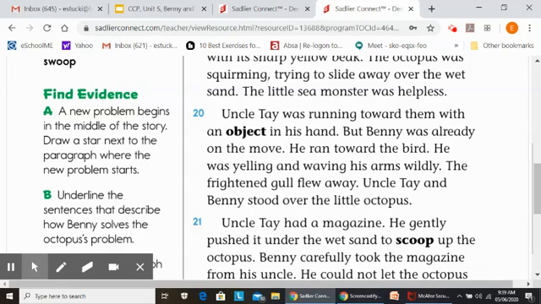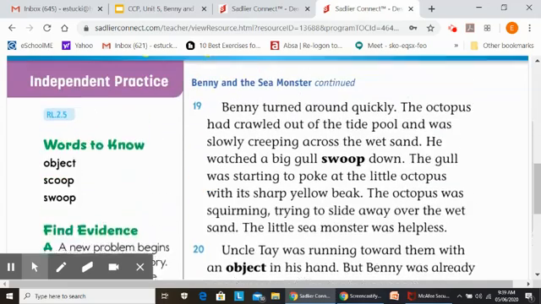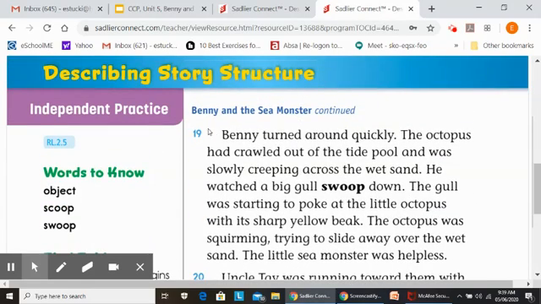Draw a star next to the paragraph where the new problem starts. Now, as we said, the problem starts here when the little octopus is in trouble. So you would put your star here. Benny turned around. The octopus had crawled out of the tide pool. This is where it starts.